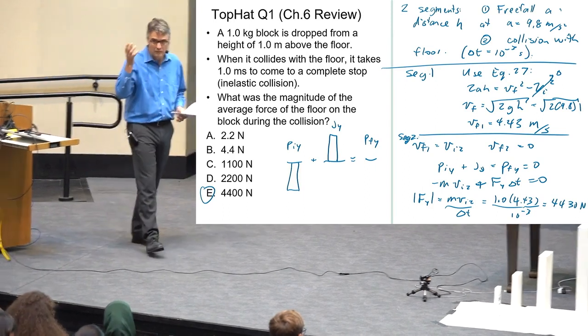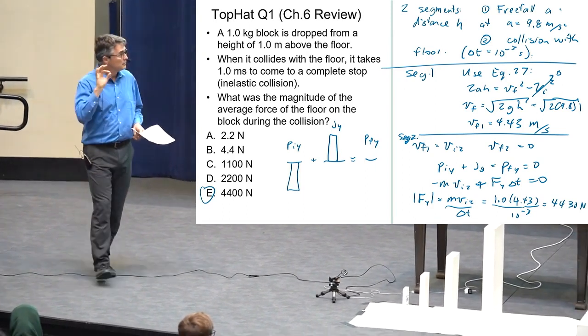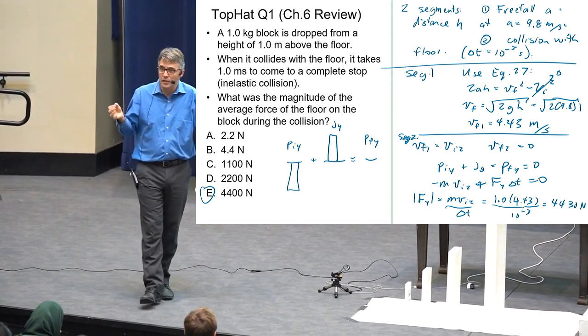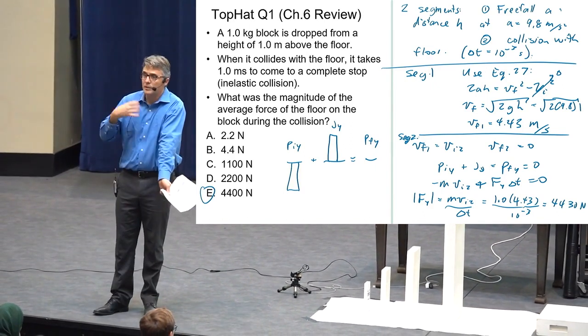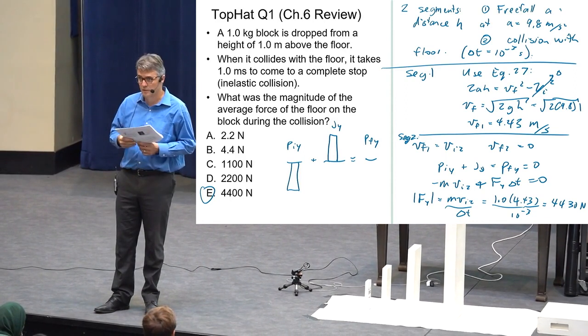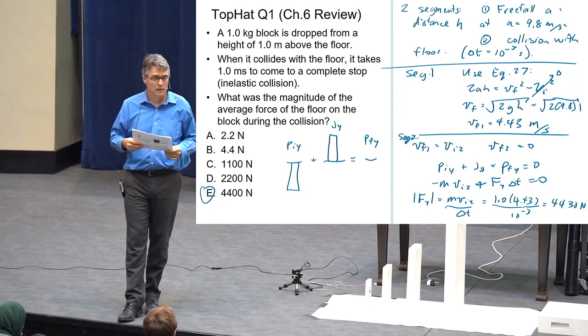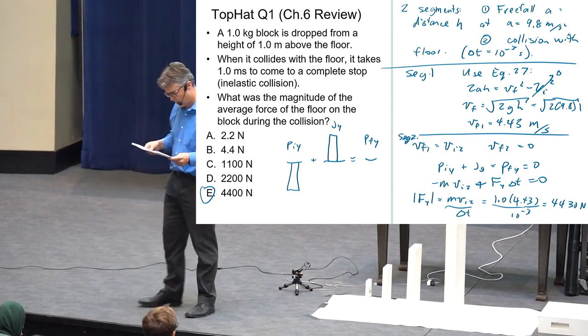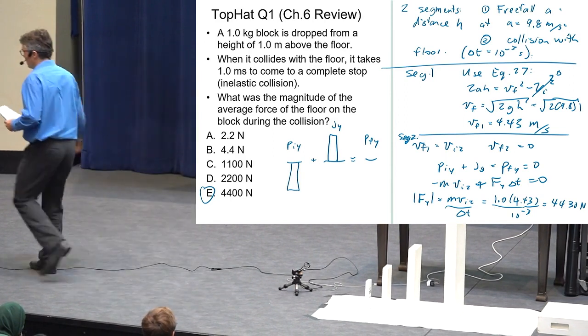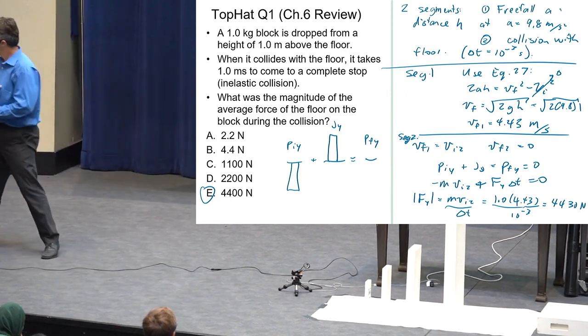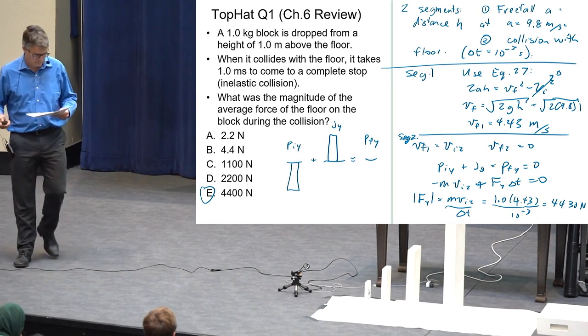It's about 4 kilogram meters per second was that initial momentum. And when you divide by 1,000th, you get 4,000 newtons is what's required to stop it in a millisecond. Okay. So good work on that.